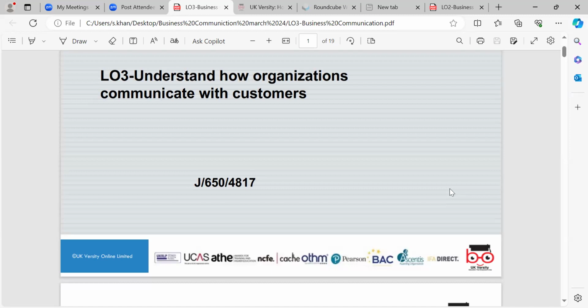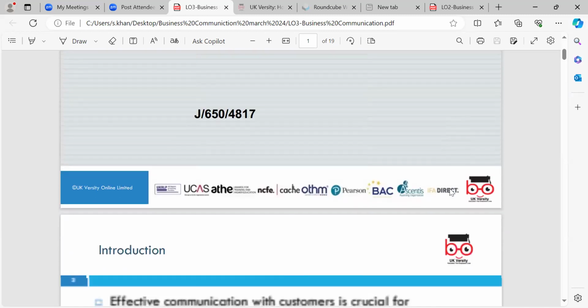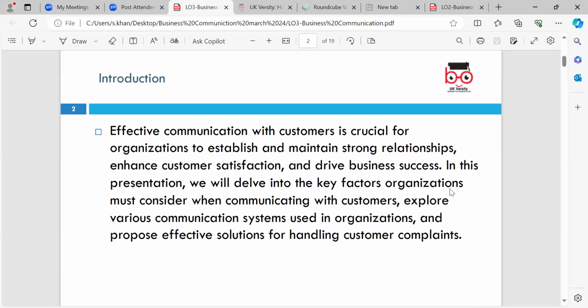It leaves the parties satisfied and accomplished, and it makes sure that you're delivering the messages clearly with no misunderstanding. So effective communication with customers is crucial for organizations to establish and maintain strong relationships, enhance customer satisfaction, and drive business success.